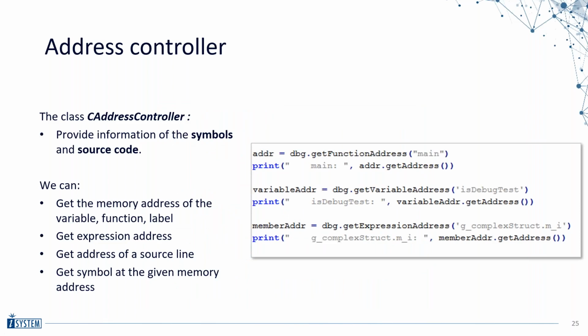The next very important controller is the so-called address controller. The address controller provides us information about the debug symbols, about what the raw addresses are of, for instance, functions. We can get the address of a function, the raw address of variables, or the address of an element of a structure. We can also get the number of the source line. This is important if you want to put a specific breakpoint on a specific line, and so on.